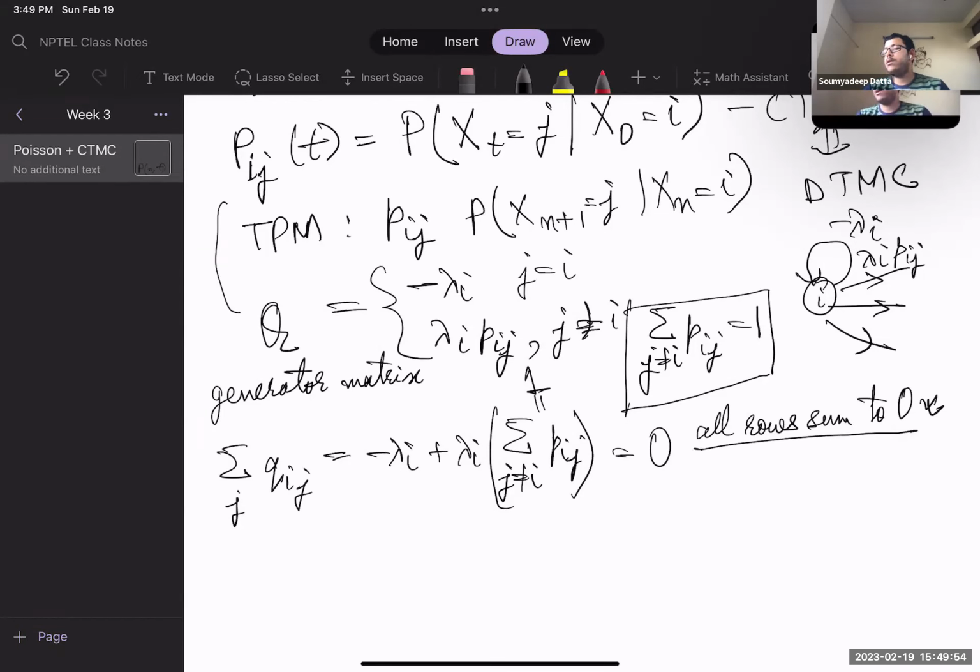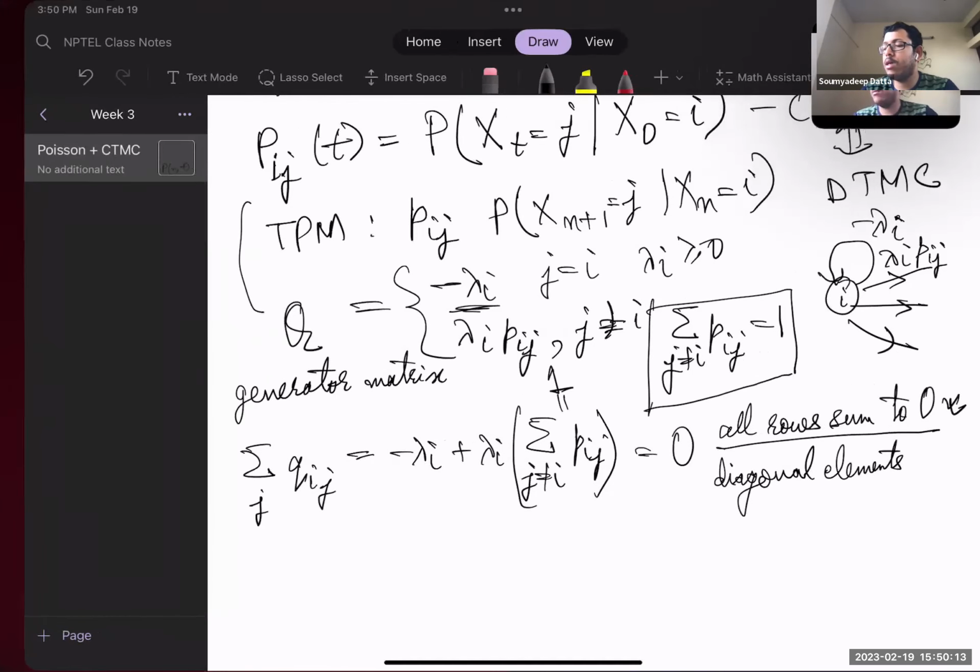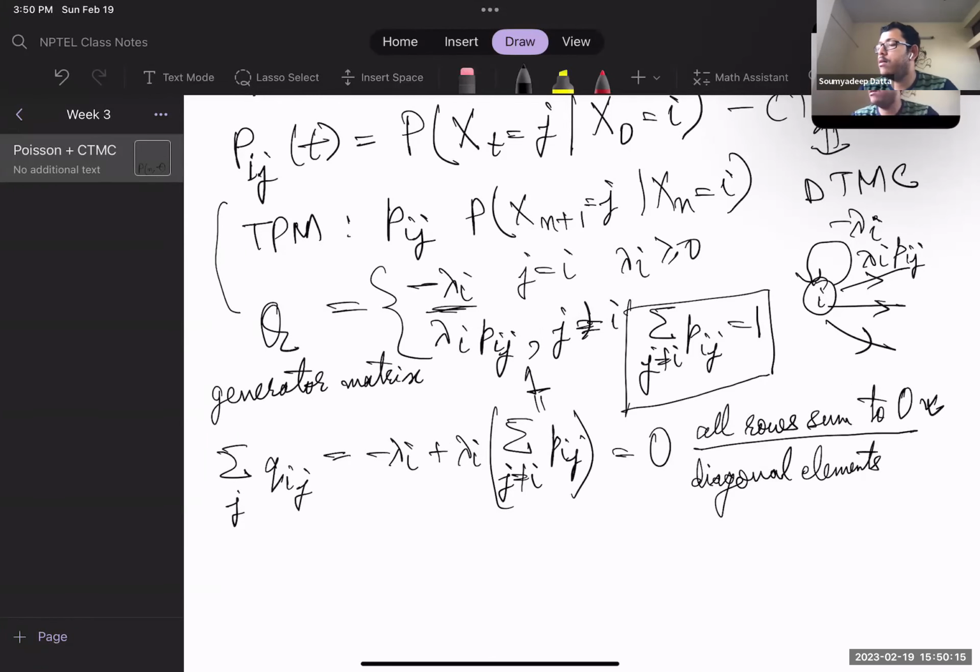So this is one important property. And the second and even more obvious property is that diagonal elements are less or equal to 0, because these are of the form minus lambda. So arrival rates lambda i's have to be greater or equal to 0. So the diagonal elements, which are the Qii's, have to be less or equal to 0.